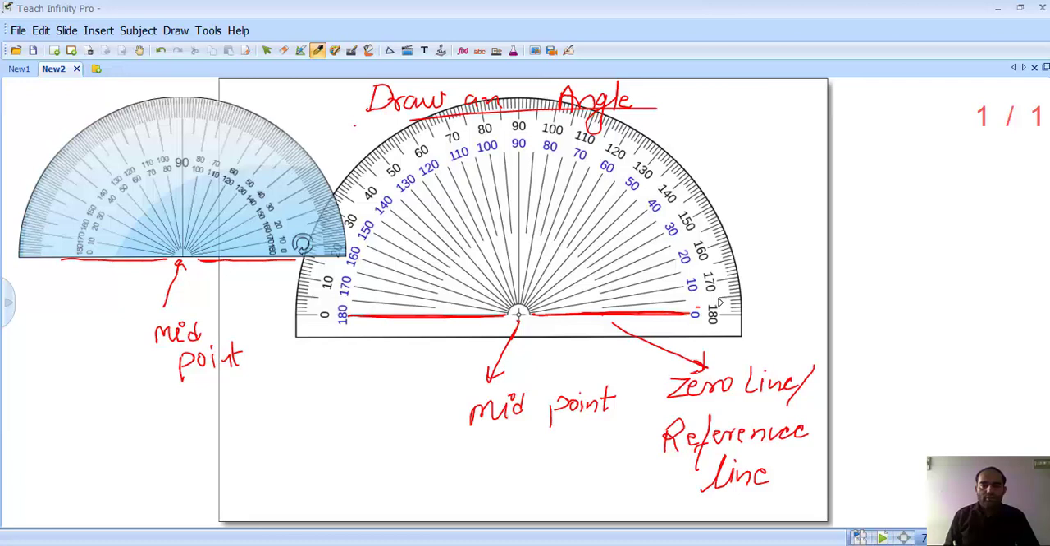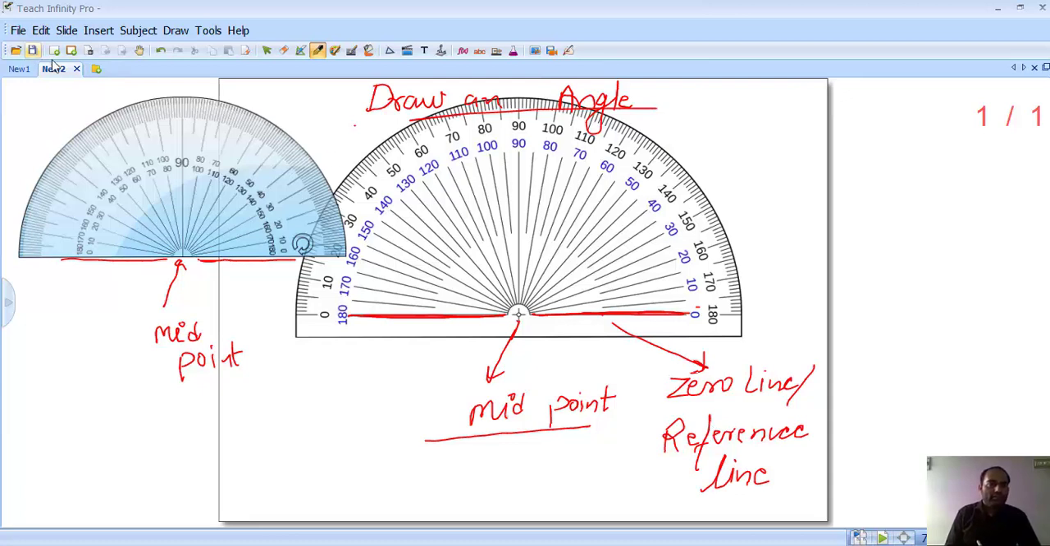Now you have understood. In the previous class you understood what a midpoint is, what a zero line is, and how to measure an angle. In this class we will learn how to draw an angle, and we will use these two things: the midpoint of the protractor, and the zero line or reference line. If you have not seen the previous video on how to measure an angle, see it first, then start with how to draw an angle.